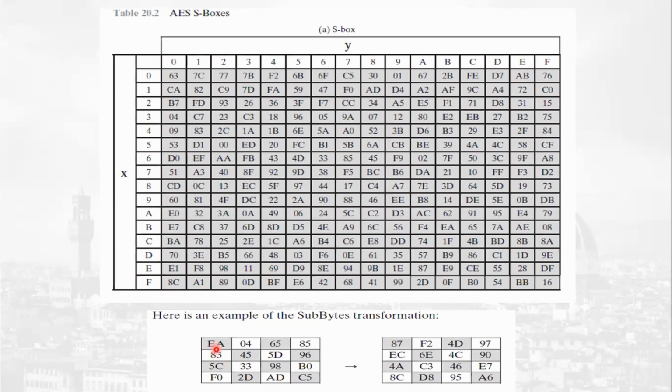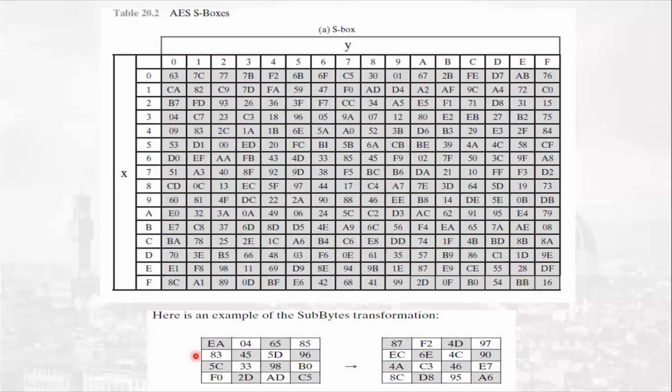If the first byte or first cell is EA, the left part is the row number and the right part is the column number. So you'll have to refer to the E-th row and the 8th column. I'll go to the E-th row, and the 8th column gives me 87. So I'm getting 87, and instead of EA, I'll substitute 87.